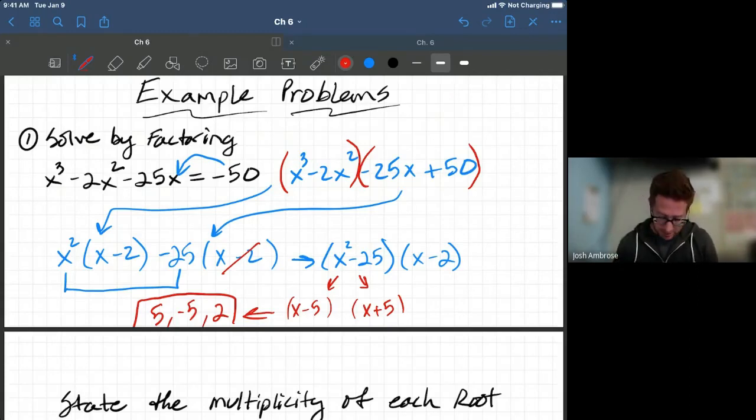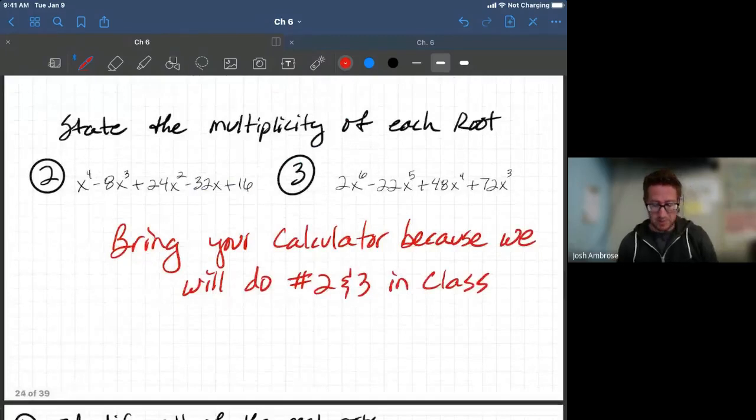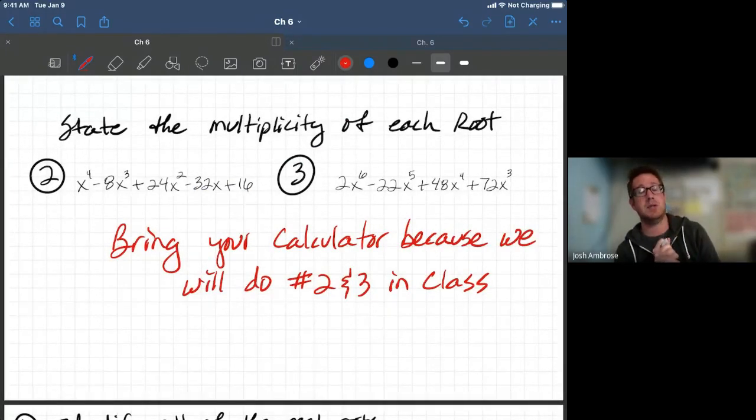So that's number 1. Now for numbers 2 and 3, you can see here you're going to state the multiplicity, but we're going to do these in class. So bring the calculator. I'm going to show you how to graph these full polynomials on the graphing calculator. While looking at the graphing calculator, we can determine what the multiplicity of each root is. So come prepared. If you don't have your calculator, you're going to miss it.